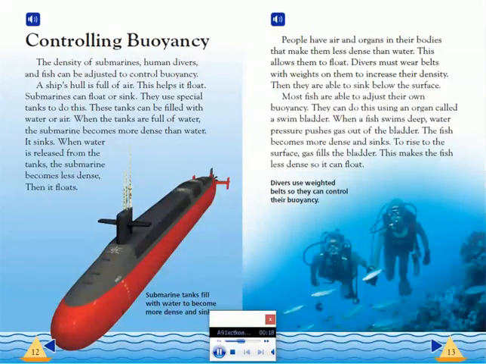Most fish are able to adjust their own buoyancy. They can do this using an organ called a swim bladder. When a fish swims deep, water pressure pushes gas out of the bladder. The fish becomes more dense and sinks. To rise to the surface, gas fills the bladder. This makes the fish less dense, so it can float.